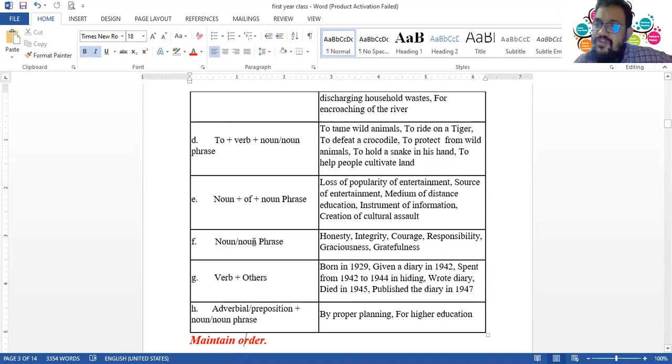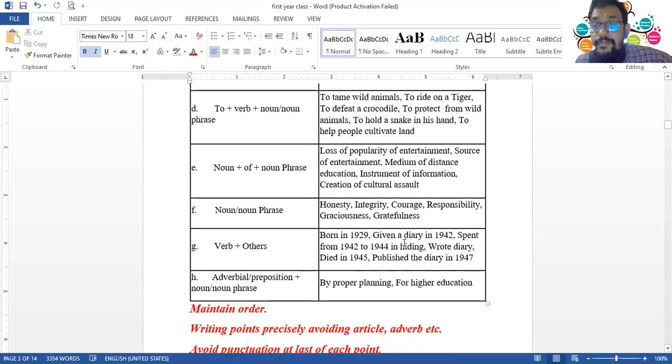Only a noun phrase, no verb is needed. We can use only a noun phrase. It depends on the situation, on the demand of the question. Honesty, integrity, courage, responsibility, graciousness, gratefulness. You can use this sort of noun in your flowchart.